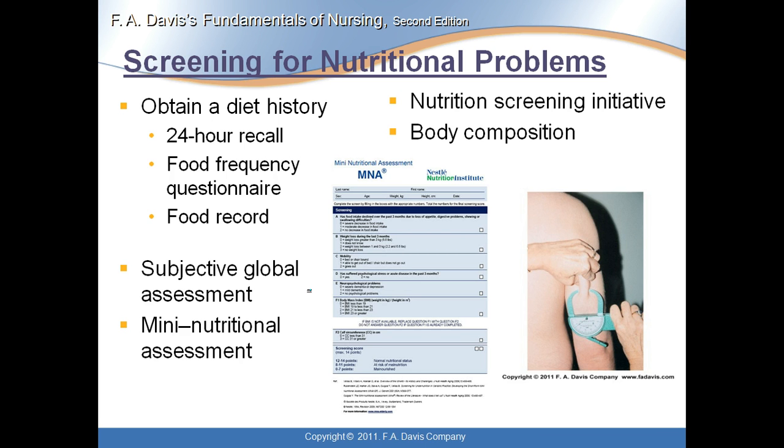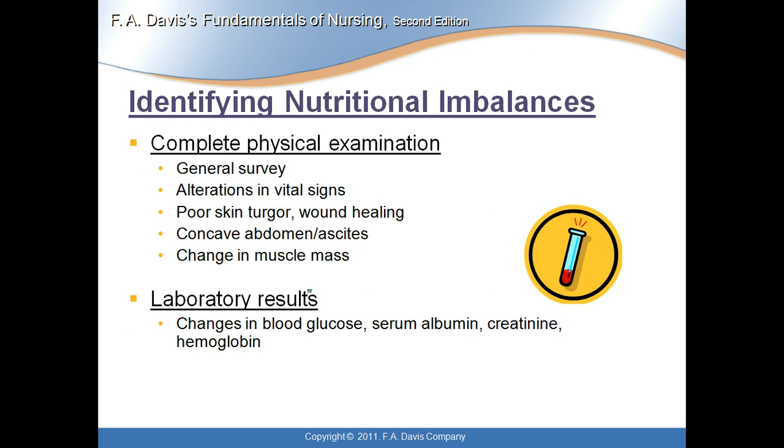Let's see here. So we've got subjective global assessment scales. We've got mini nutritional assessment scales, nutrition screening initiatives, and body compositions. So identifying nutritional imbalances, you can do a complete physical examination, which you're going to do anyways as you get a new admission to the hospital. So you'll do a general survey, alterations in vital signs. You'll assess their skin for poor skin turgor or wound healing, concave abdomen and ascites, change of muscle mass as far as losing weight.